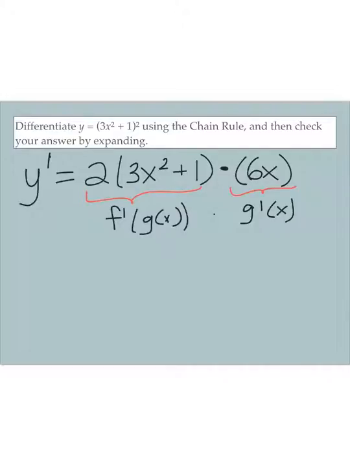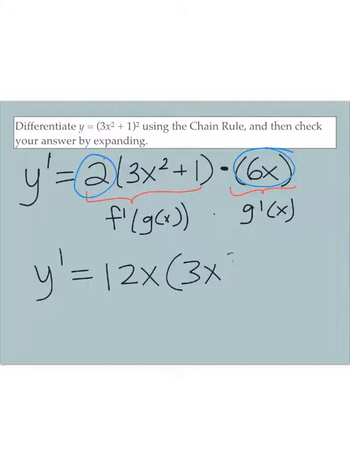Now you should always simplify. Generally speaking, every question's different, but a lot of the time you're going to be able to multiply this, and you should. So that's all multiplying, so I shouldn't write this out like this. I should write 12x times 3x squared plus 1.